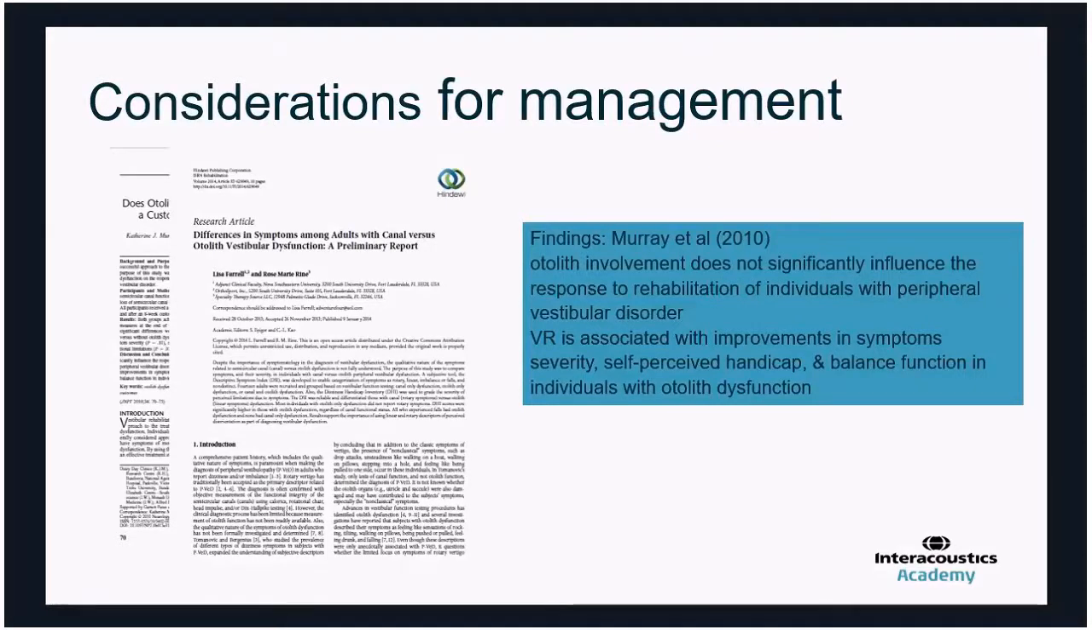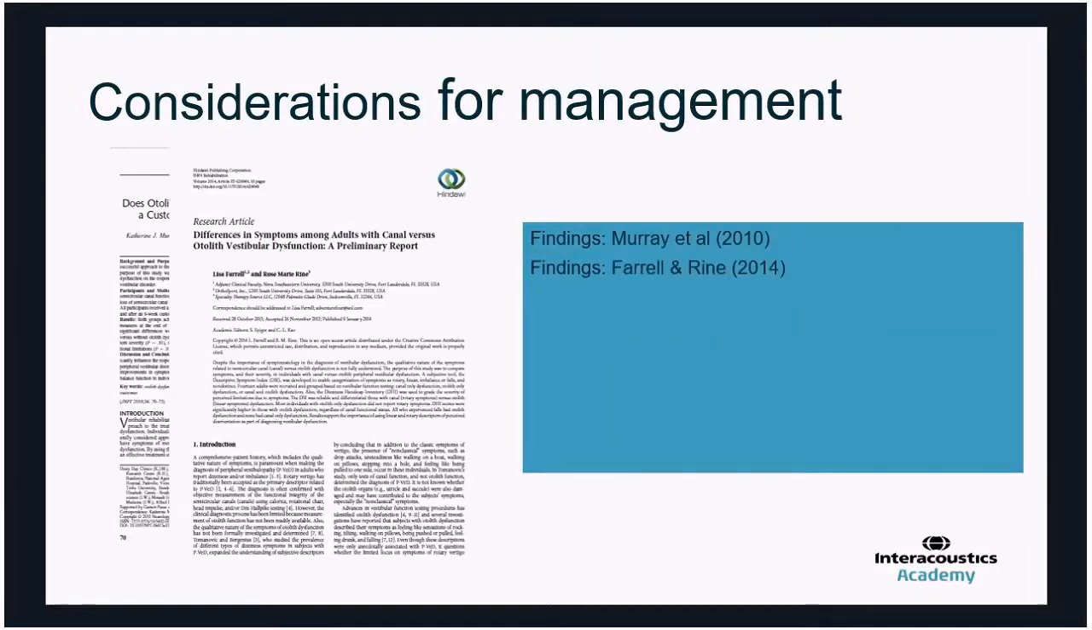this one's by Lisa Farrell, and what her findings have been looking at the symptoms, so more importantly the symptoms that patients presented with, canal versus otolith vestibular dysfunction. They used a descriptive symptom index questionnaire, and this differentiated quite clearly symptom changes between patients that only presented with canal and patients that presented with otolith.